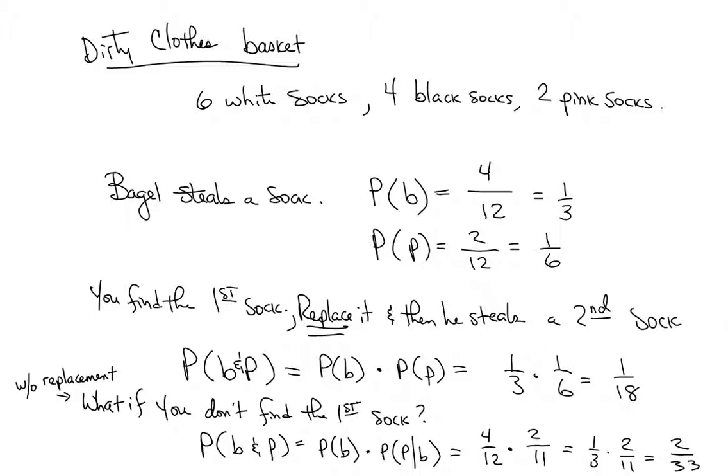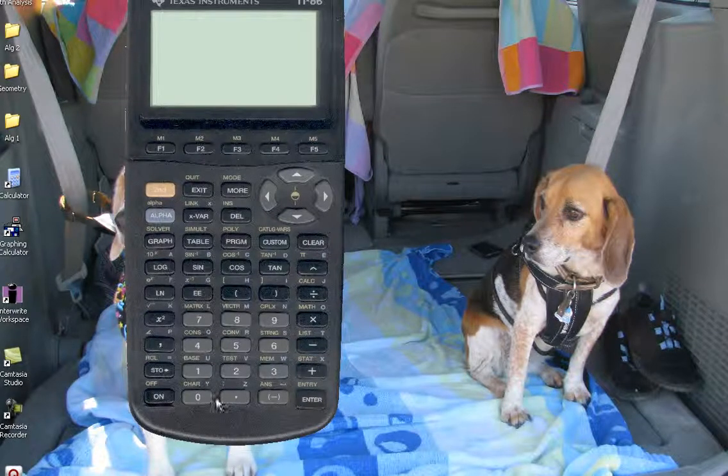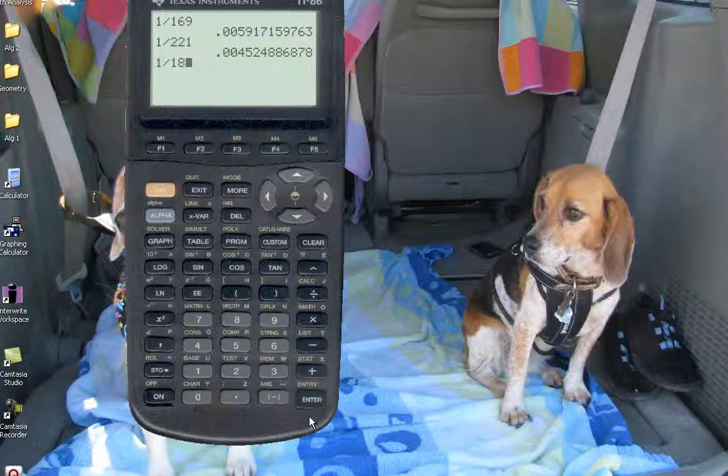He's just that good. So the probability became 2 out of 33. Is that bigger or smaller than 1 over 18? Well, let's see. So 1 out of 18, the original with replacement, is about 5.5%, 5.6%. And the other one was 2 out of 33. So notice, guys, there's a greater chance without replacement of him getting the pink sock the second time. Why? Because there's one less non-pink sock for him to choose from the second time. That increases the chance that he'll get a pink one the second time.